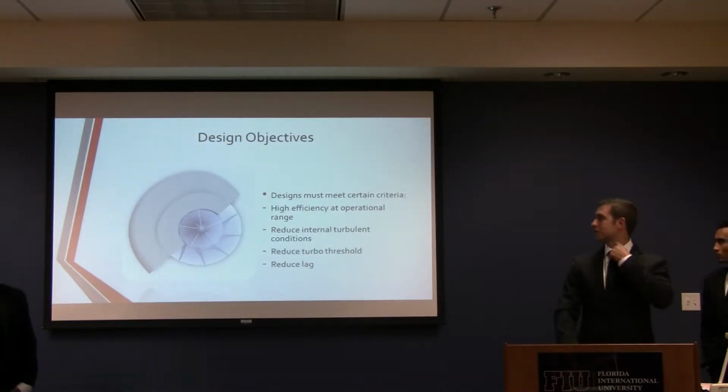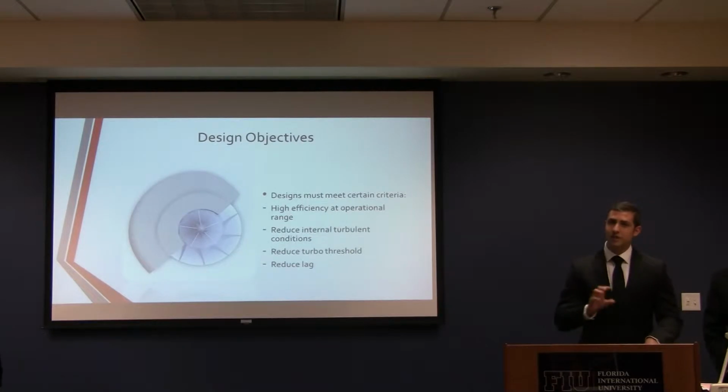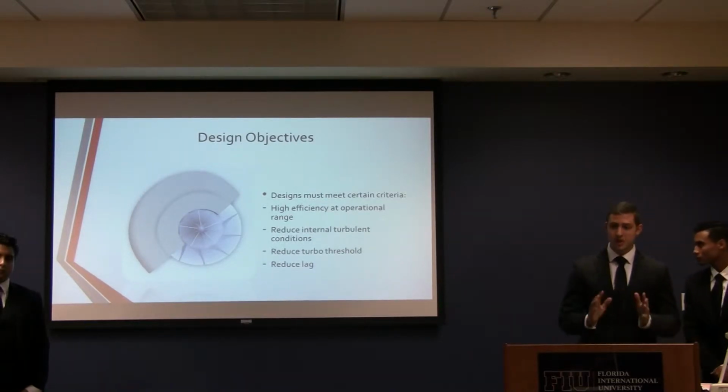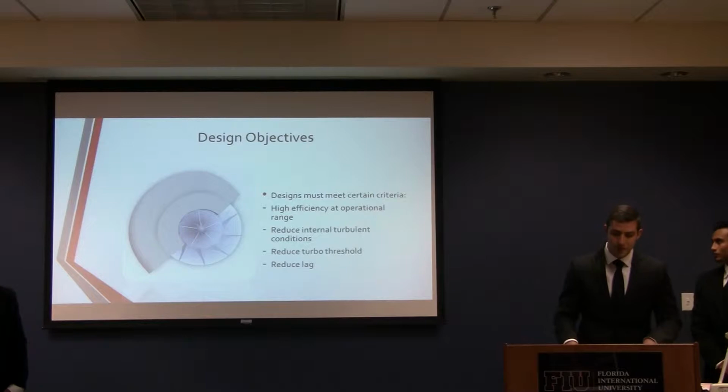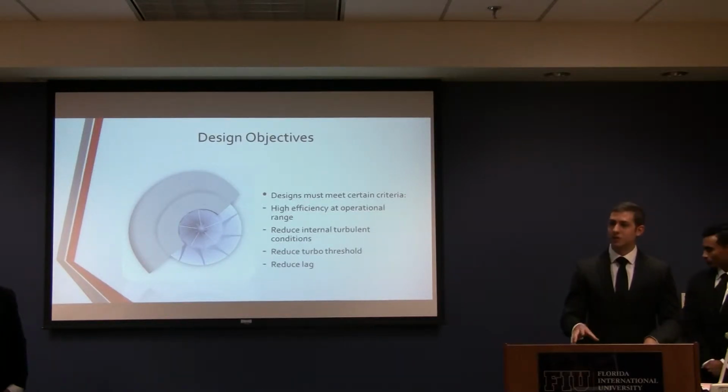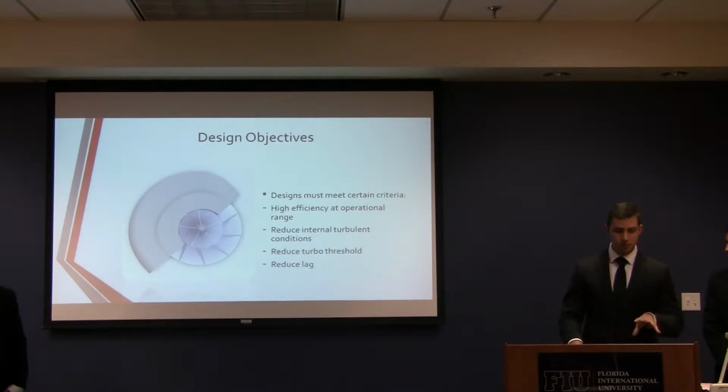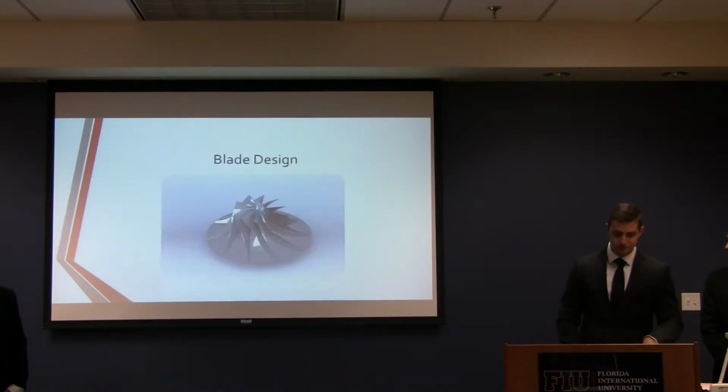Our design objectives: we want to have a high efficiency on the operational range of the compressor wheel, because they have a specific RPM where the compressor wheel is able to create the difference in pressure. We also want to reduce the internal combustion inside the housing. We want to reduce the turbo threshold and the lag when the turbo is operating.